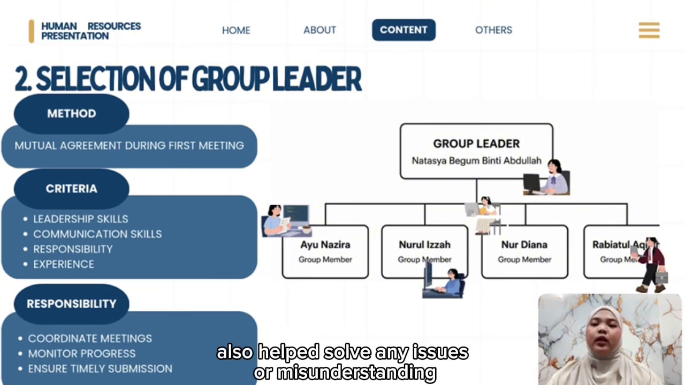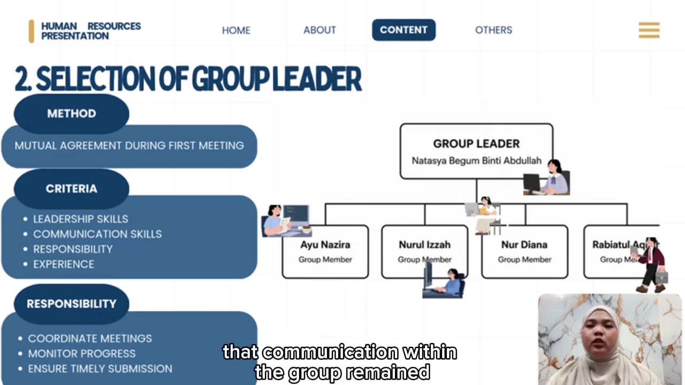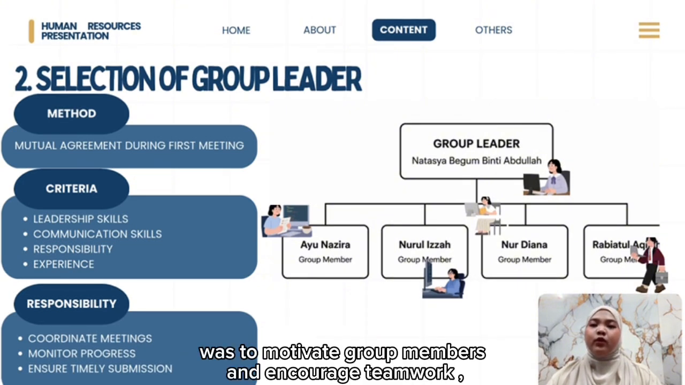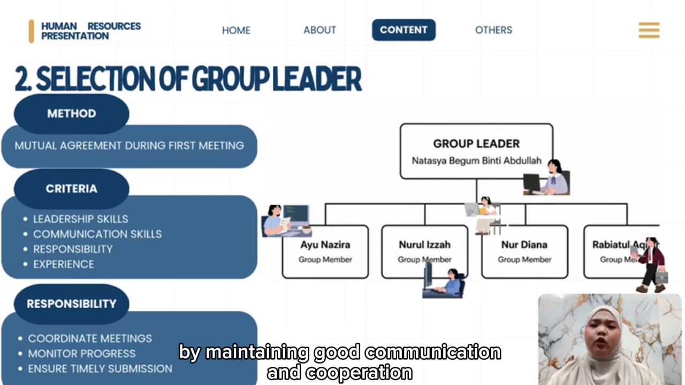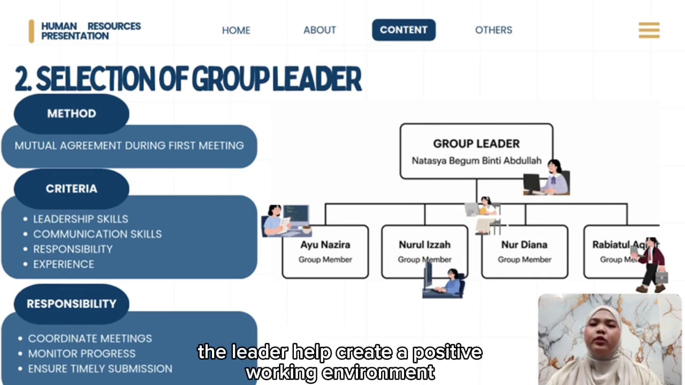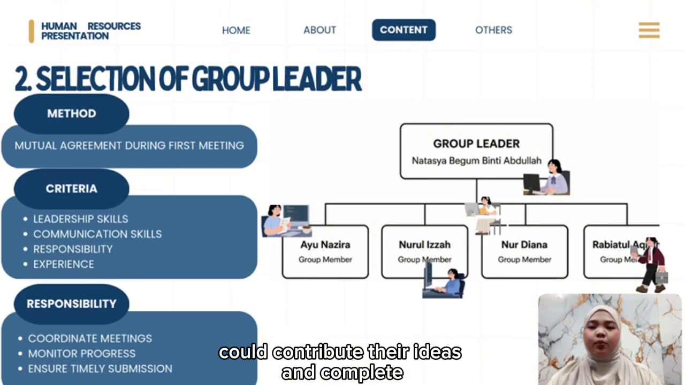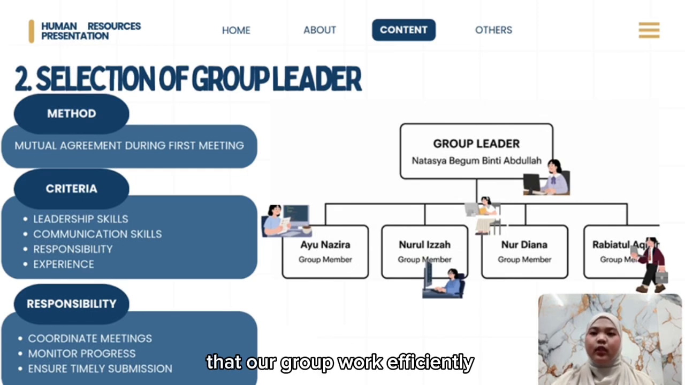The leader also helped solve any issues or misunderstandings that arose during the project. This ensured that communication within the group remained clear and effective. Another important role of the leader was to motivate group members and encourage teamwork. By maintaining good communication and cooperation, the leader helped create a positive working environment where everyone could contribute their ideas and complete their responsibilities. Overall, the leader played a significant role in ensuring that our group worked efficiently and stayed focused on achieving our objective.